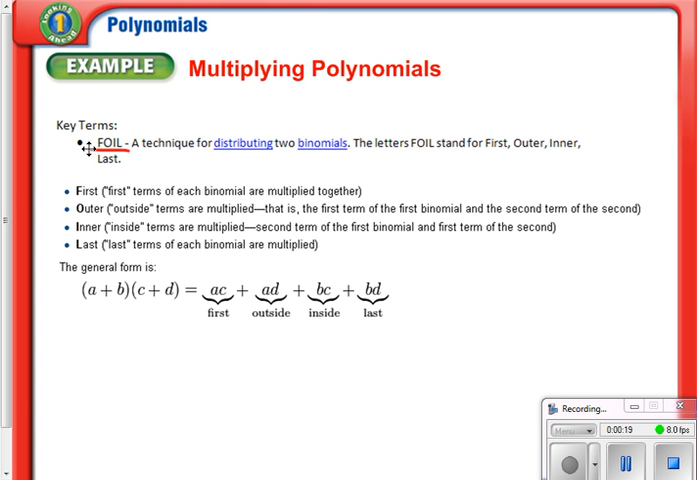F-O-I-L. F represents first, so you're going to multiply the first terms in the binomial. If you look at these two binomials here, the first term would be AC, so you're going to multiply those together. Then you have the outer terms, being A and D. Your inner terms would be BC, that needs to get multiplied. And then the last terms, which would be BD. So the FOIL method is what you'll use, and you're going to use this technique for distributing two binomials.